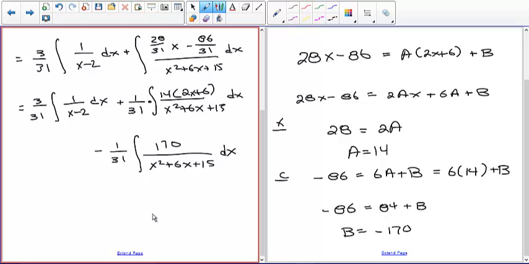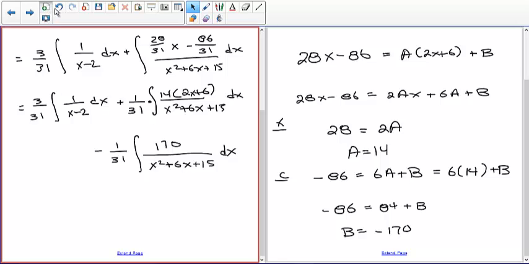So when I integrate the integral of du over u, I'll get the natural log of the absolute value of u. So this result is going to be 14/31 times the natural log of the absolute value of x squared plus 6x plus 15. Okay, we'll write that down in a second. This one, you have to complete the square and get this into u squared plus a squared, so I can use the integral for the arctangent. So we'll do that separately here as well.